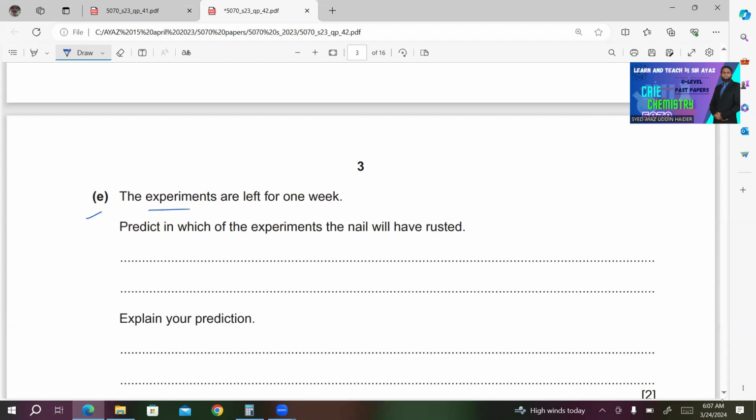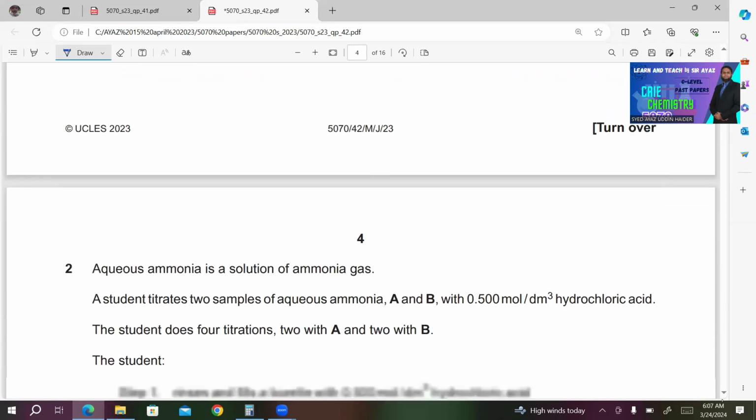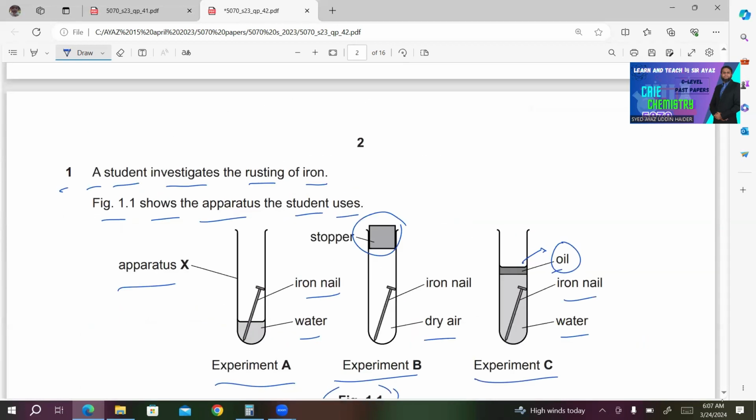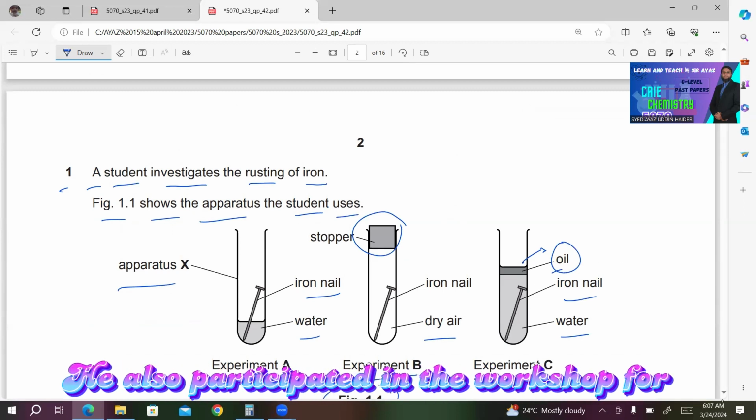Part E. The experiments are left for 1 week. Predict in which of the experiments the nail will have rusted. Explain your prediction. You can see these 3 experiments. In experiment A, there's no stopper on the top of the test tube, and the iron nail is also placed in water. So both oxygen and water are present. So definitely in experiment A, the iron nail will rust.